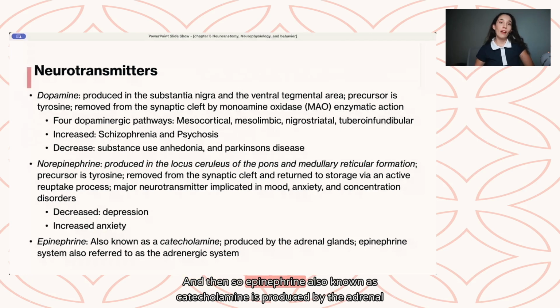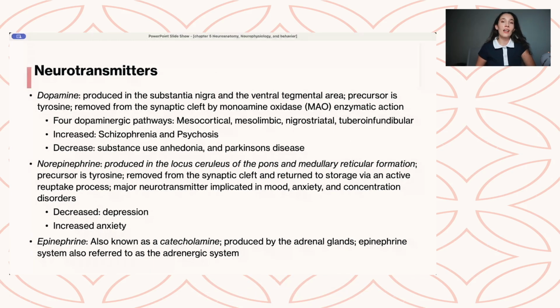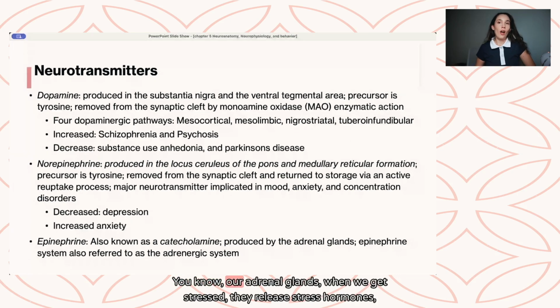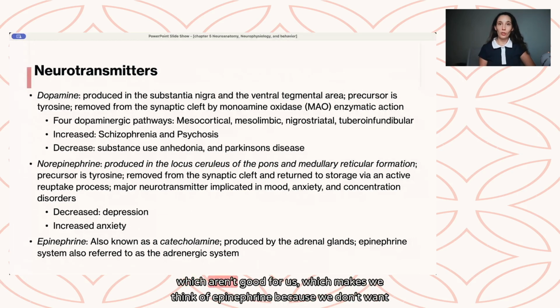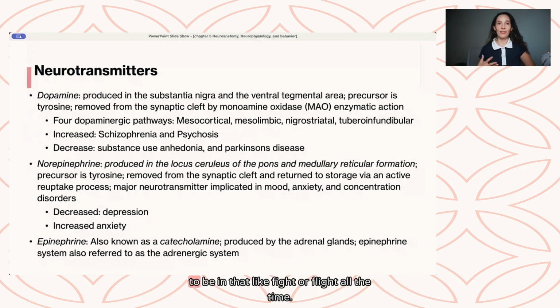And then epinephrine, also known as a catecholamine, is produced by the adrenal glands. The epinephrine system also refers to the adrenergic system. So the way I remembered this is, our adrenal glands, when we get stressed, release stress hormones, which aren't good for us, which makes me think of epinephrine, because we don't want to be in fight or flight all the time. So that's just how I remembered that one.